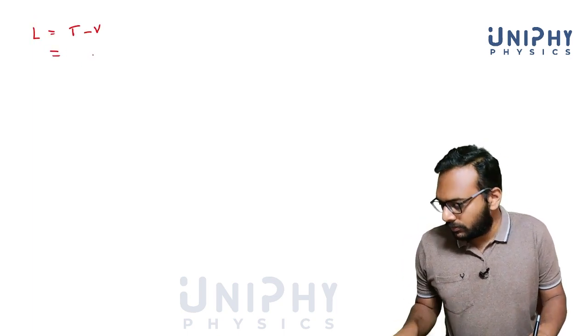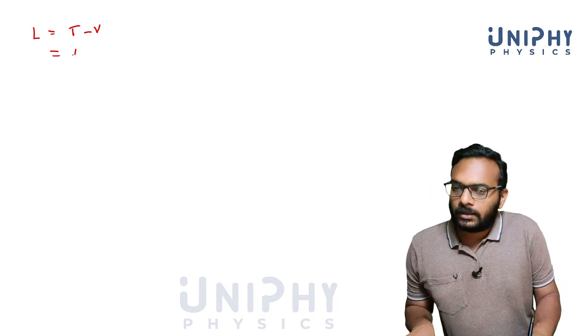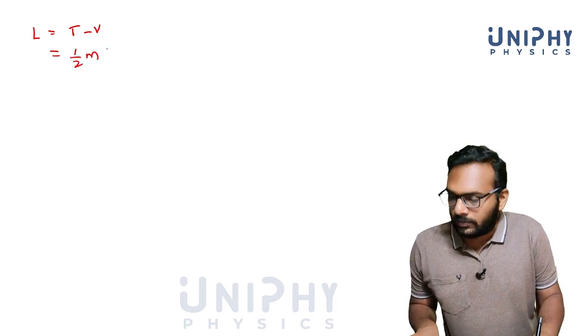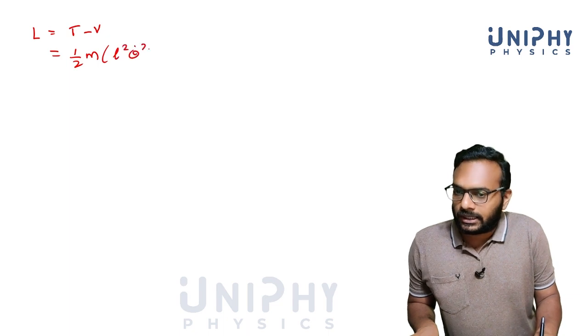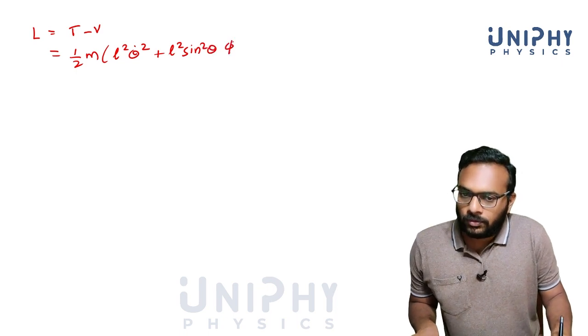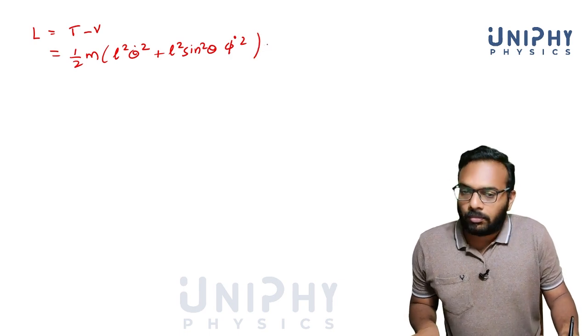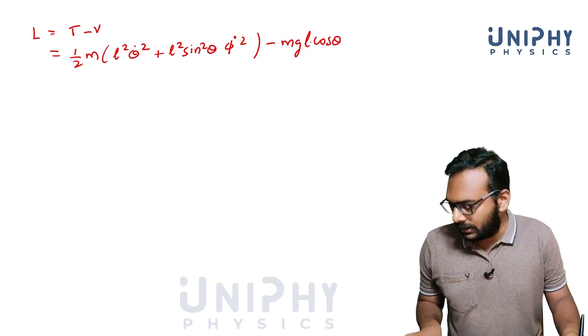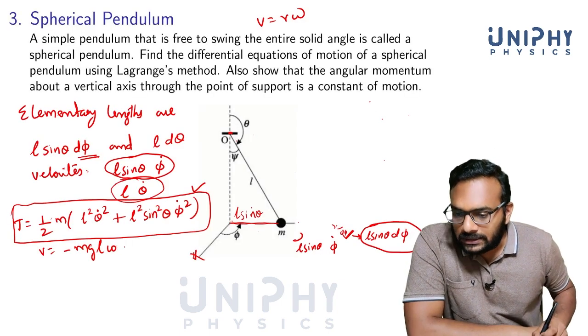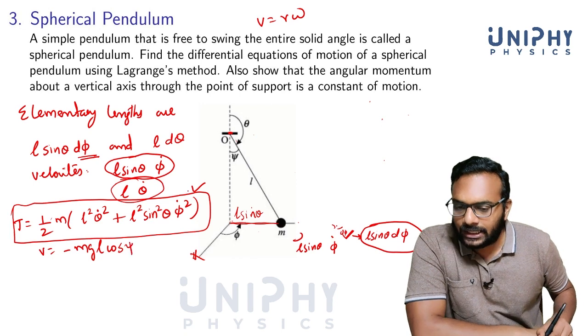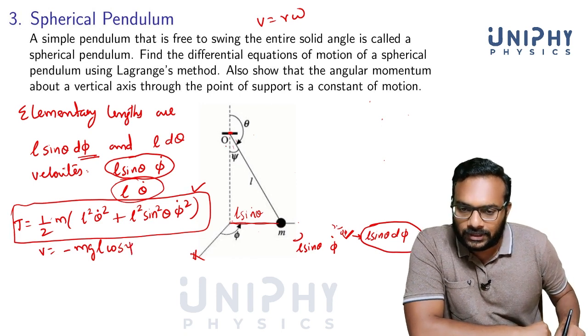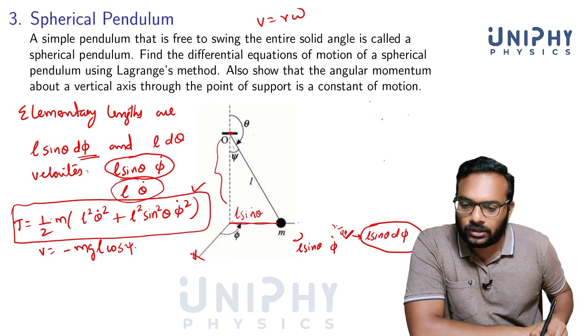That's equal to half m L square theta dot square plus L square sine square theta phi dot square, minus mgl cos theta. We have to be careful: it's not cos theta, it's this angle. We are taking this length, so it's minus mgl cos psi.